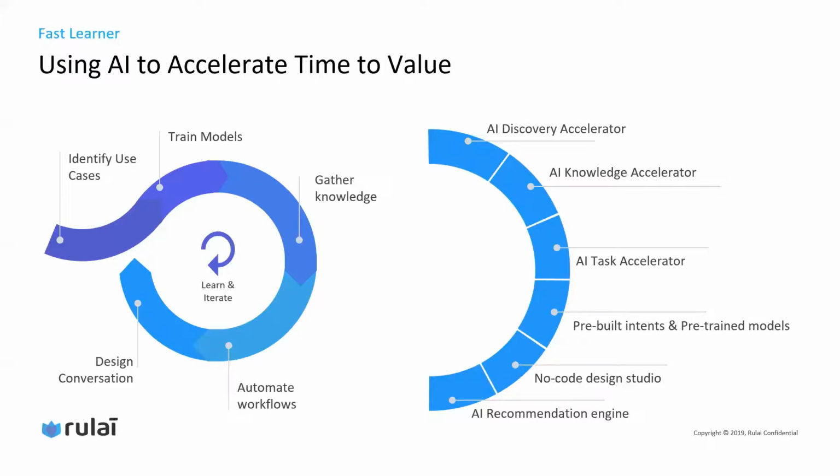Our virtual assistant also starts with pre-trained models and pre-trained intents. Besides, we have a no-code design studio to facilitate further customization of the virtual assistant at the design stage. And while we learn and iterate, we also use an AI-based recommendation engine to help the virtual assistant quickly learn and iterate while interacting with the user. With all those techniques, we can build an AI virtual assistant as a fast learner.